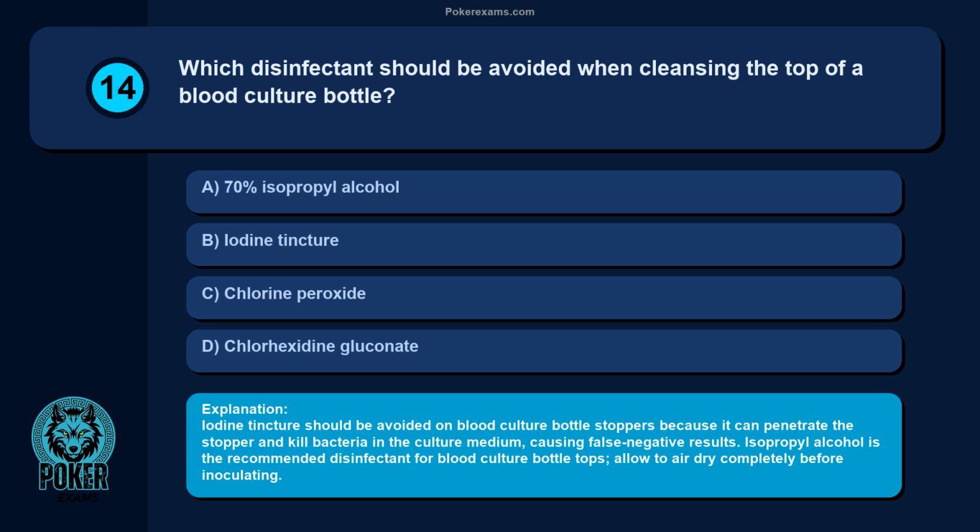Iodine tincture should be avoided on blood culture bottle stoppers because it can penetrate the stopper and kill bacteria in the culture medium, causing false negative results. Isopropyl alcohol is the recommended disinfectant for blood culture bottle tops, allowed to air dry completely before inoculating.